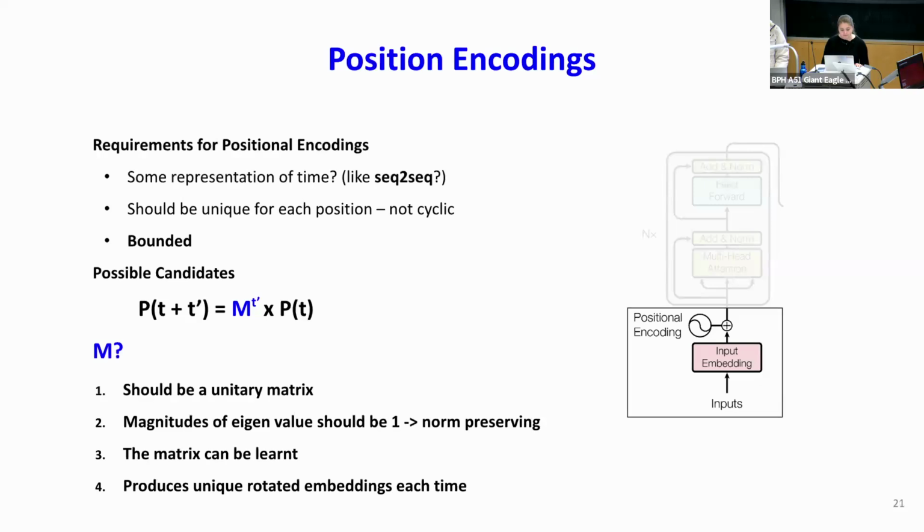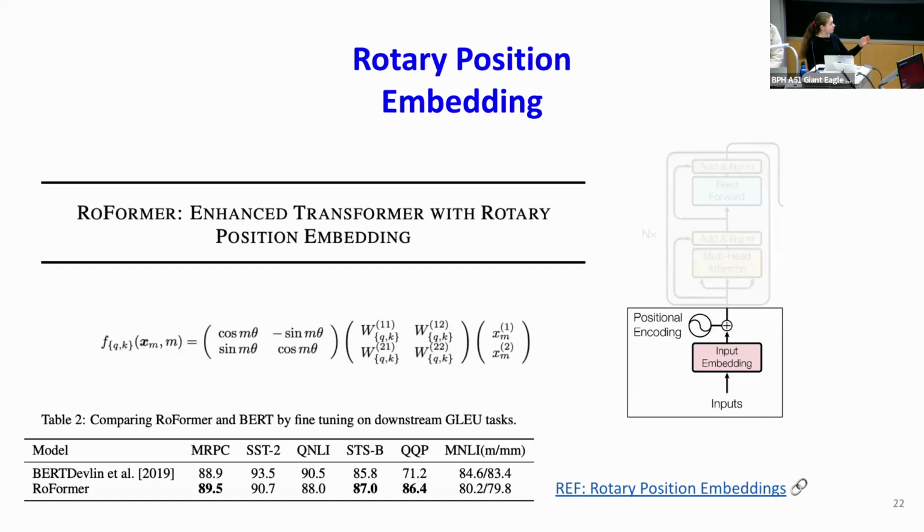This is the main requirement. And so what was proposed in the original paper is, what if we have some matrix M that will be multiplied by the original embedding, and it will help us to produce these unique positional encodings. This matrix M should have a few properties. It should be a unitary matrix. It should preserve the norm. This matrix M could be learned in the process. And as a result, it will produce unique embeddings at each time. And so this is the original paper where this concept was introduced.